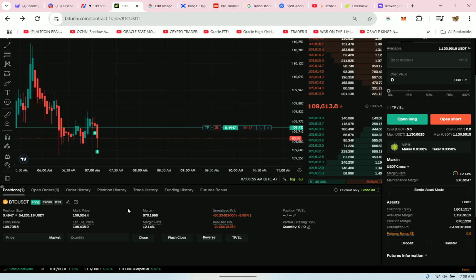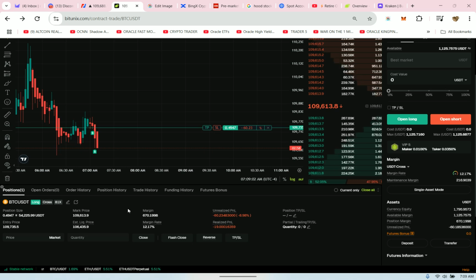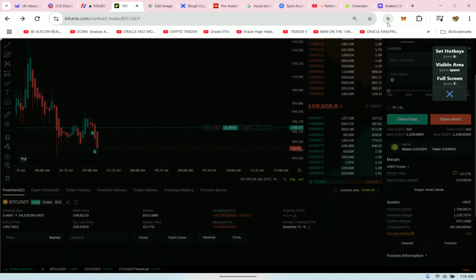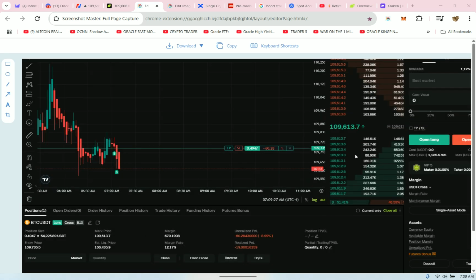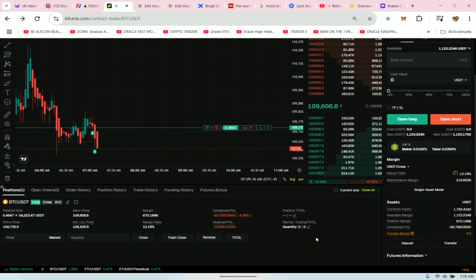109,624 is the current price. 106,435 is the liquidation price. So now I'm going to screenshot where we are. Boom. Let me get a clear screenshot. Okay, I have the screenshot set. What are we counting on? Time and human emotion. Yeah, I don't care if the price drops.